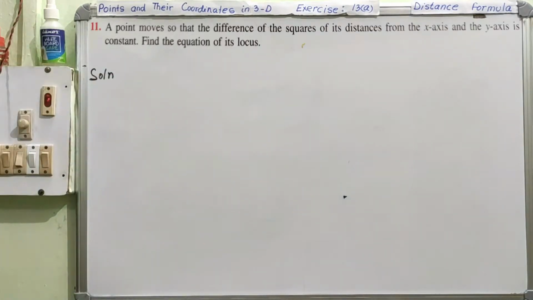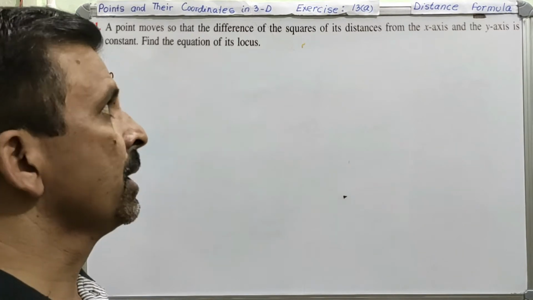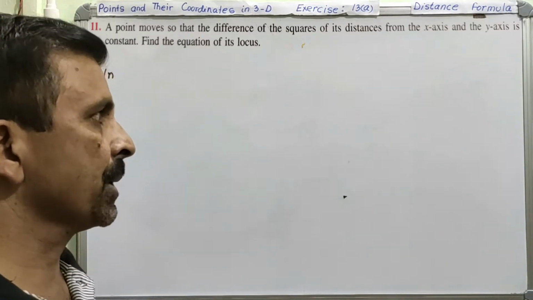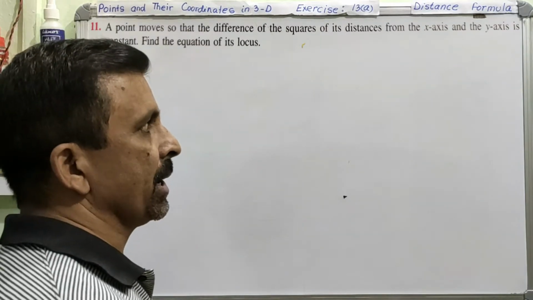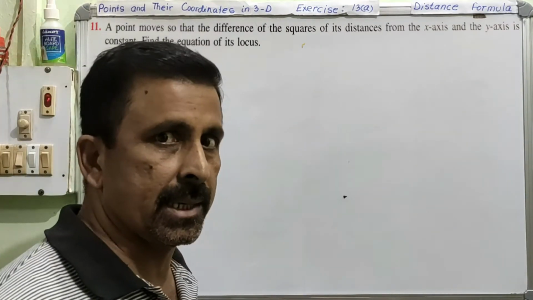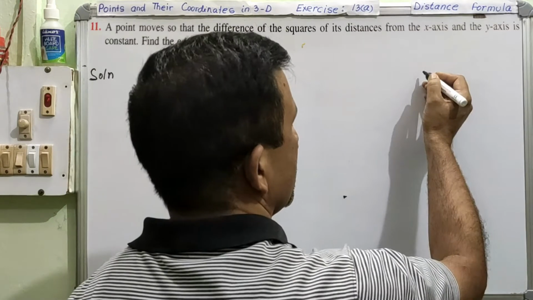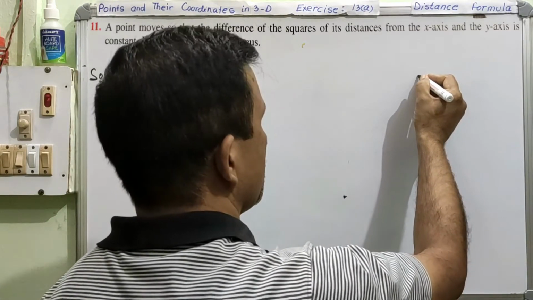Look at the board. Question number 11. It says, a point moves so that the difference of the square of its distance from the x-axis and y-axis is constant. Find the equation of its locus. As you see in the question, we are given a point which is at equal distance from x-axis and y-axis. So, let us draw the coordinate axes first of all.